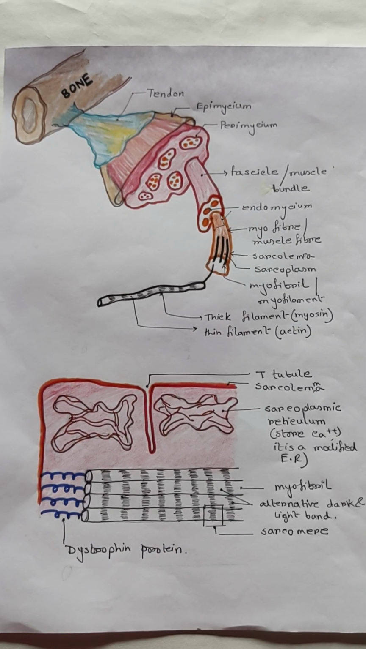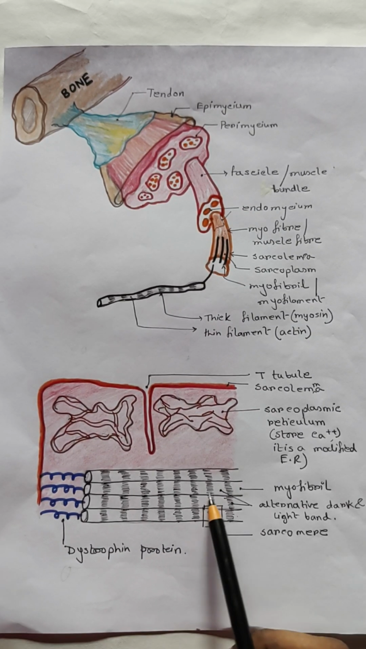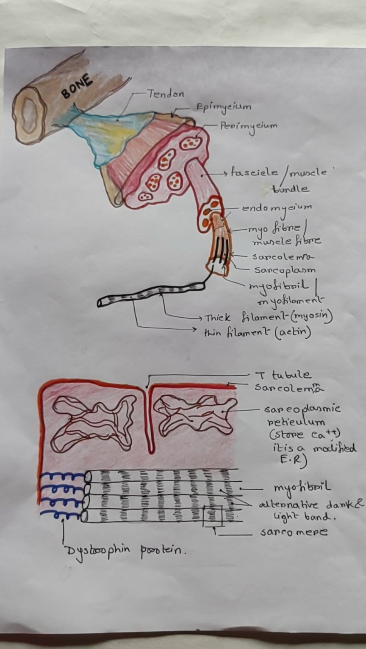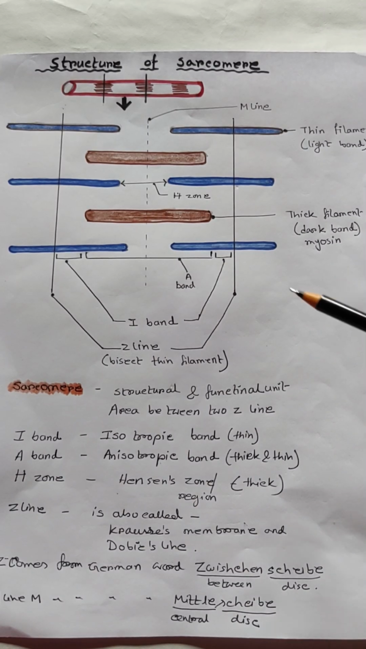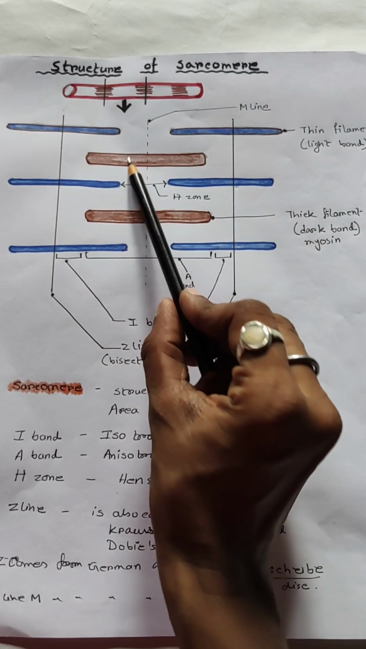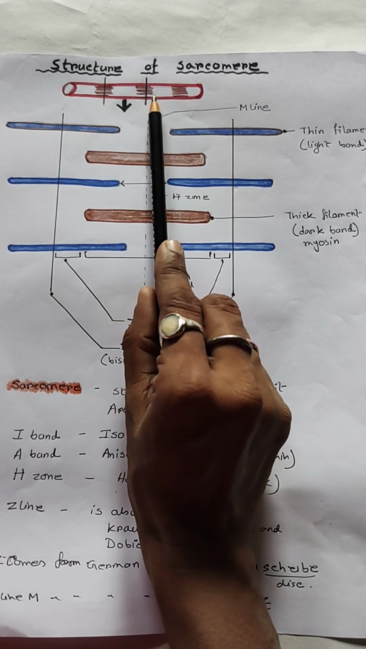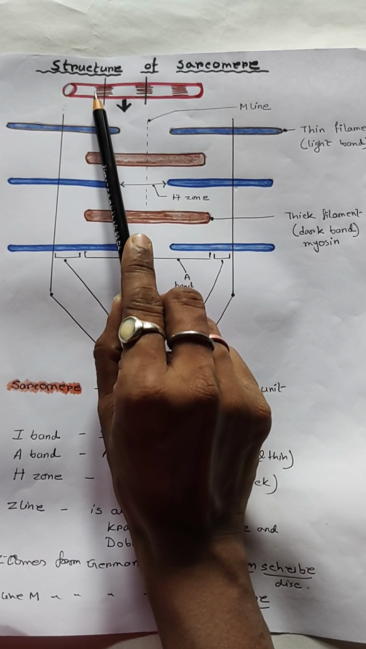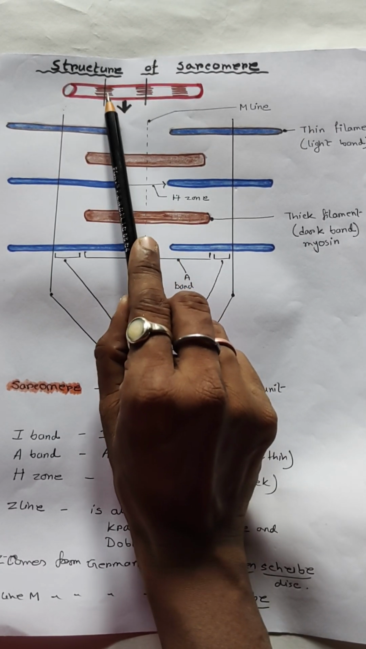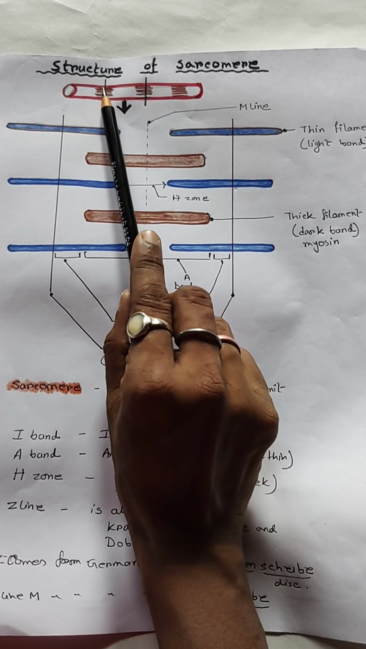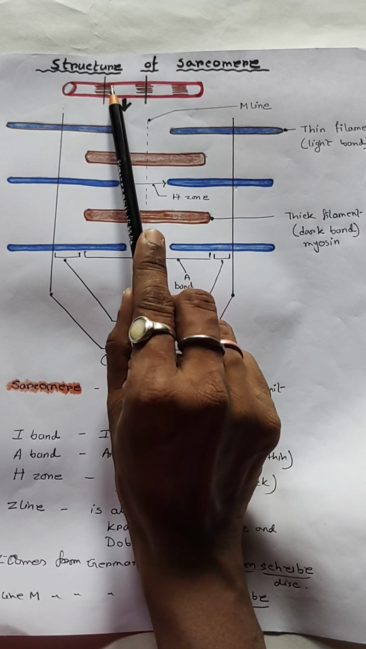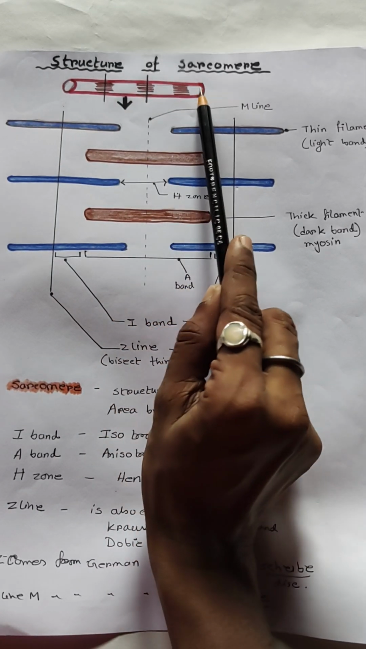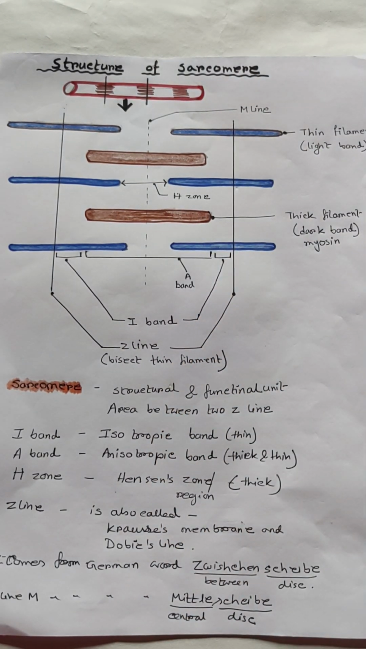Now we come to the details of a single myofibril. Here it is, the sarcomere. Now we are coming to the details of the sarcomere. Here is the structure of the sarcomere. In these striations, dark and light bands, take half of one dark band and half of the next dark band. This portion is called the sarcomere. This line that crosses the dark band is called the Z line. So the distance between two Z lines is the sarcomere, which is the functional and structural unit.